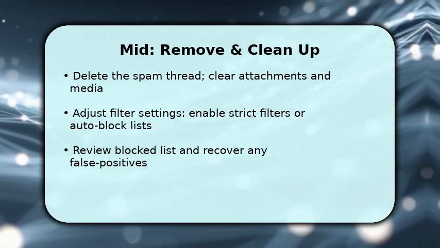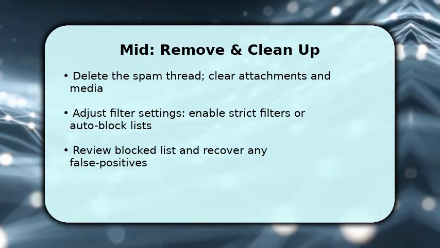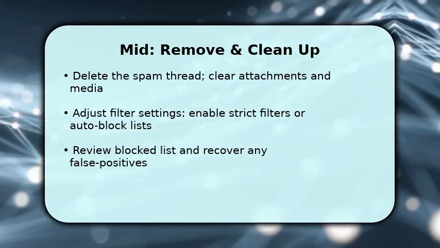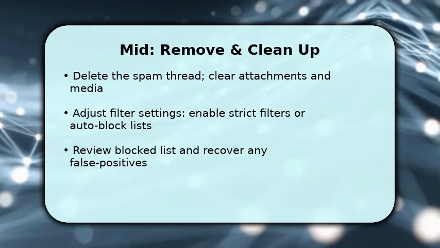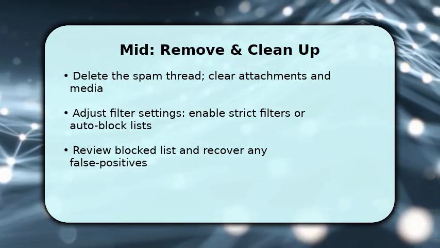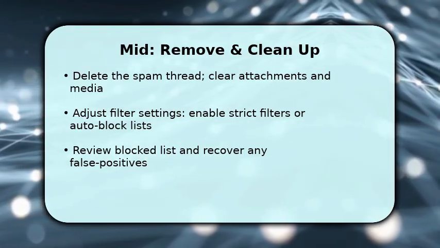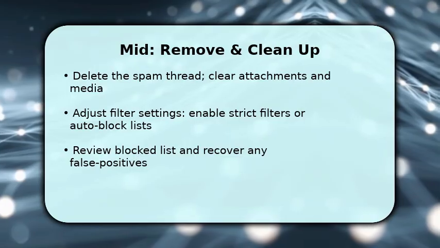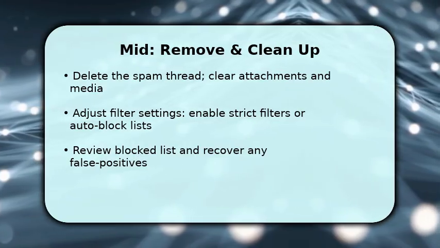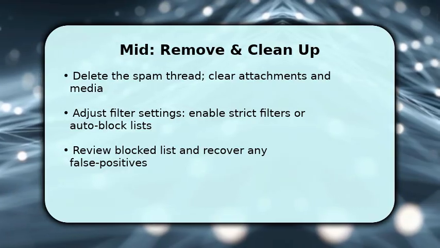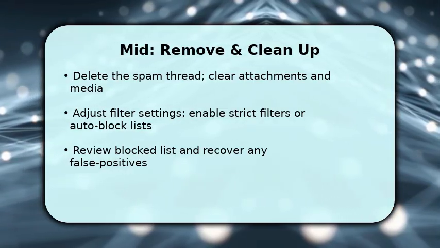Then go into app or account settings and tighten spam filters, turn on auto-filtering, enable trusted contacts, or add keywords to an auto-block list. Make sure to scan your blocked list for false positives and restore legitimate contacts. Doing this middle work secures your account and prevents future spam, while ensuring you don't accidentally lose important messages.